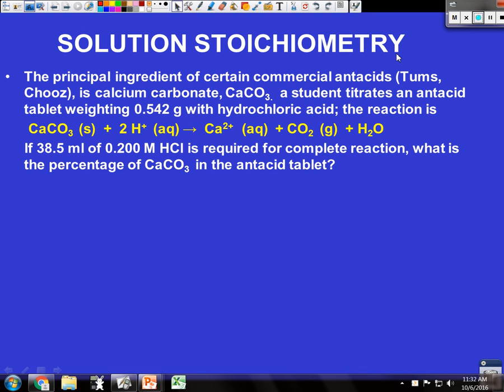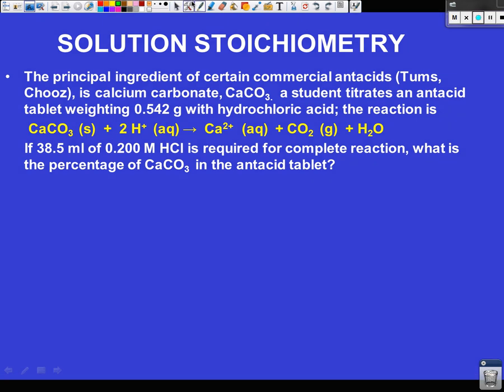So here's the crazy part. My first question to you is, what is the question? The percent of calcium carbonate. So let's start there. Now I'm going to do some things out of order, but I think it's important that we understand this. So I'm looking for the percent of CaCO3. Do you agree with that? Now, here's the deal. What is the percent?